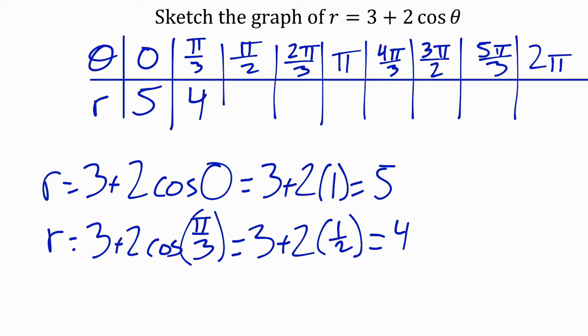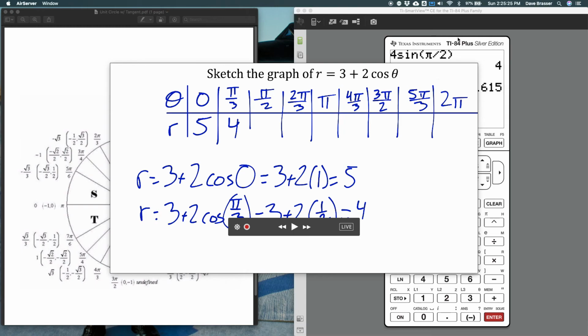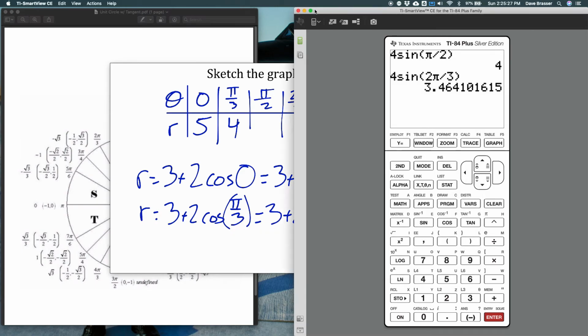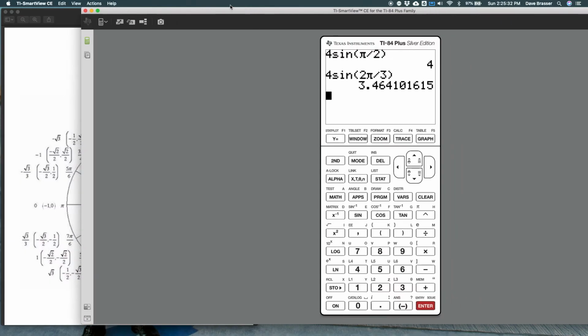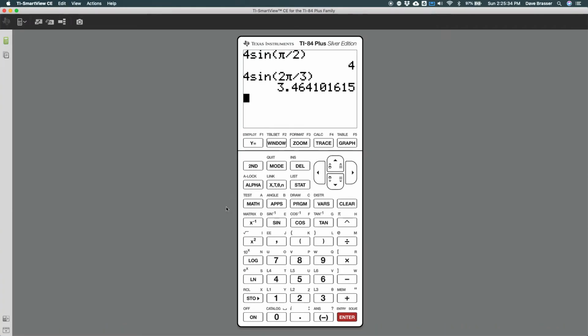Now again, folks, I would strongly suggest just using a calculator for the rest of these. You can use a graphing calculator, you can use a non-graphing calculator. Let me go back to my graphing calculator a second and show you what that is going to look like. Plug in the next one. We got 3 plus 2 times the cosine. Our next angle we were using was pi, so pi divided by 2, and we end up getting a nice convenient number of 3.